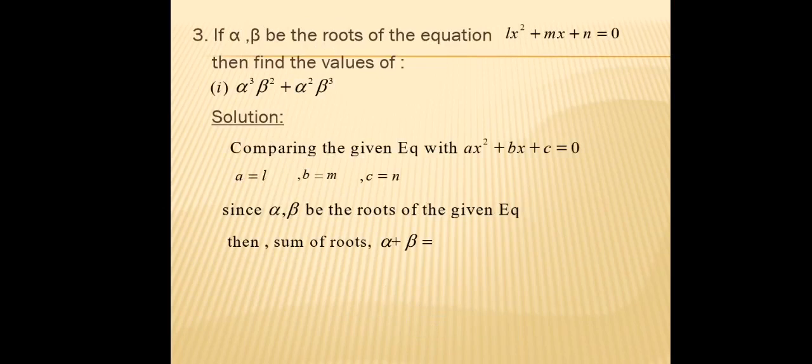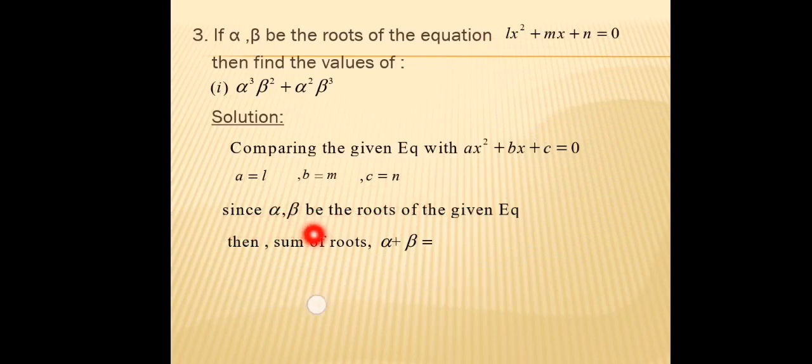Now is the turn of question number 3. If alpha beta are the roots of the equation l x square plus mx plus n is equal to 0, then find the value of alpha cube beta square plus alpha square beta cube. Once again we will start by comparing the given equation with the standard form of the quadratic equation, and we will get a is equal to l, b is equal to m, and c is equal to n.